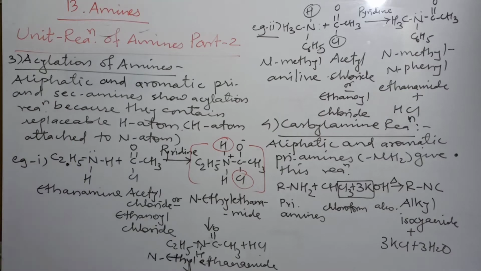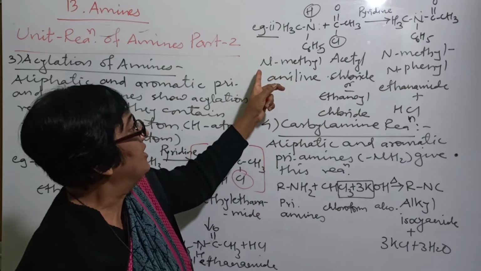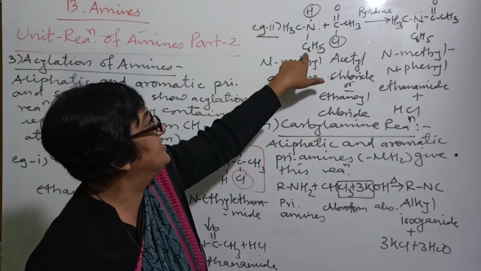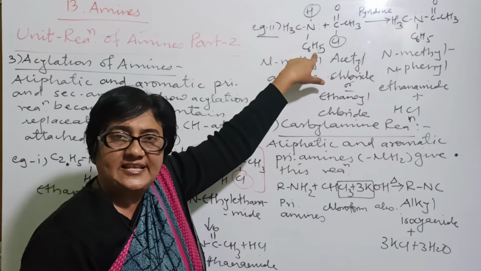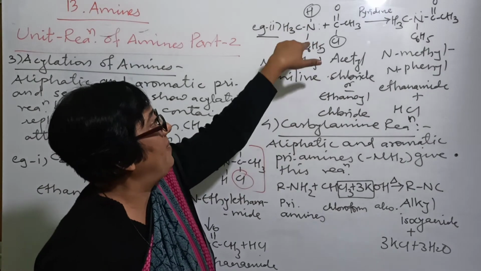Okay, in the same manner the second example is written here, the N-methyl aniline. Here C6H5, in place of this C6H5 you can write benzene ring. Okay, this is the derivative of aniline.